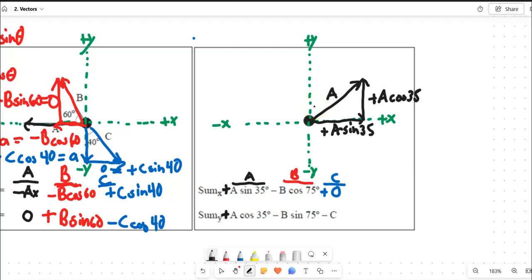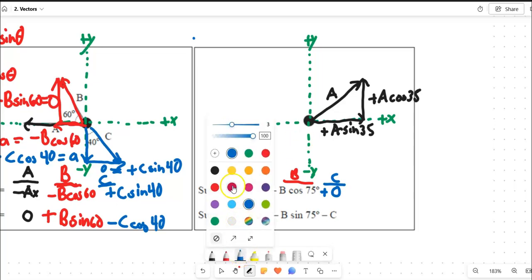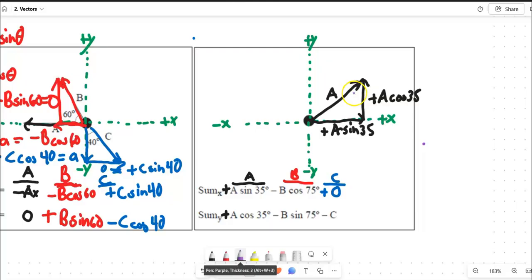Now, we need to choose the angle. So let's choose an angle, and let's use a different color. Purple. So the angle 35 degrees. Where is that angle 35 degrees? Well, it can't be this side, because that's 90 degrees. So our choice is the bottom left side or the top right side.